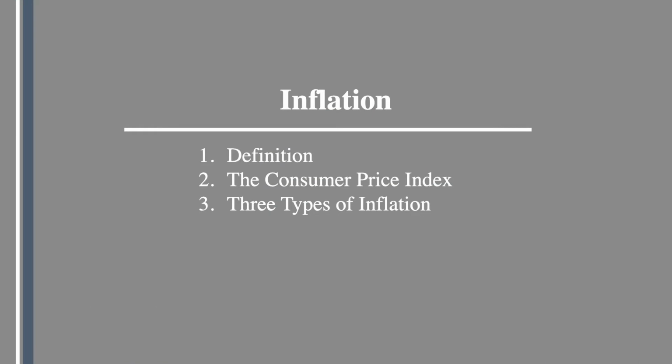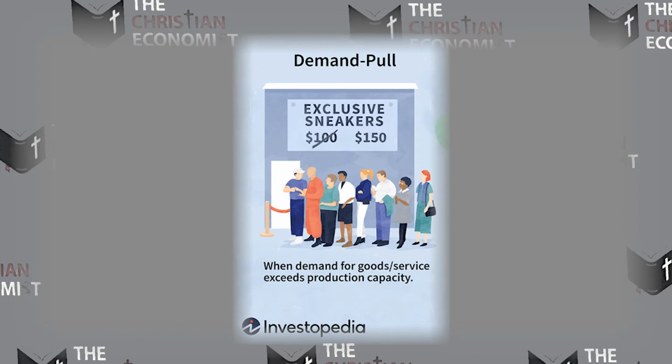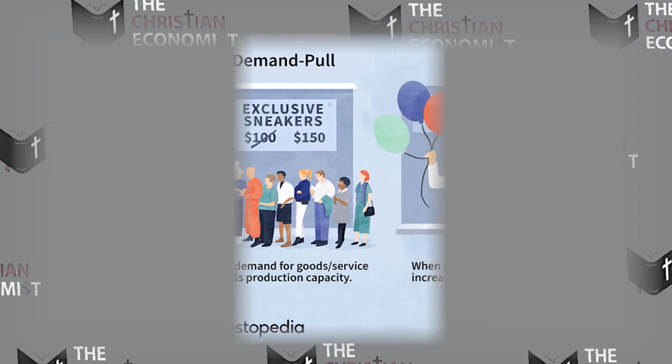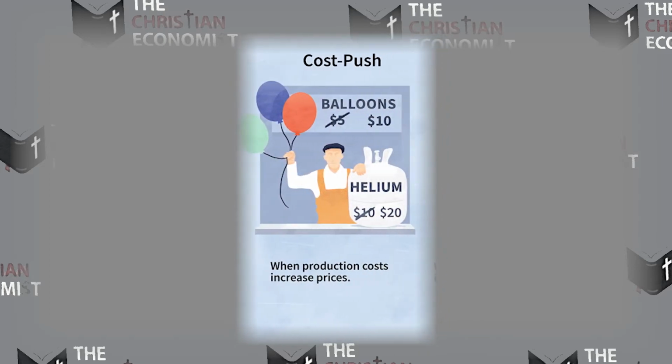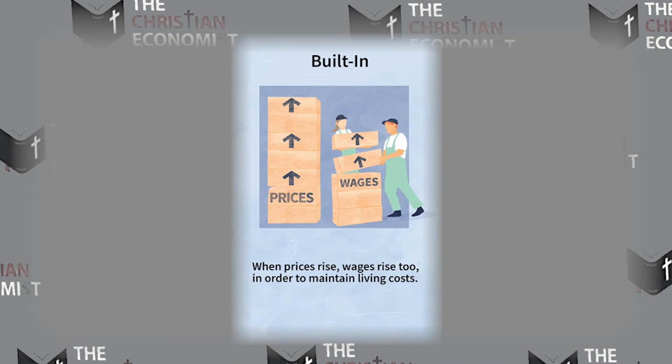Three types of inflation. The slide you're looking at now shows the three types. Demand pull shows that this pair of sneakers went up because of the demand pull effect on it. The second item in this slide shows cost push. That means labor has to be paid more. That increases the cost. The third section of the slide shows built-in cost, and this is prices and wages.